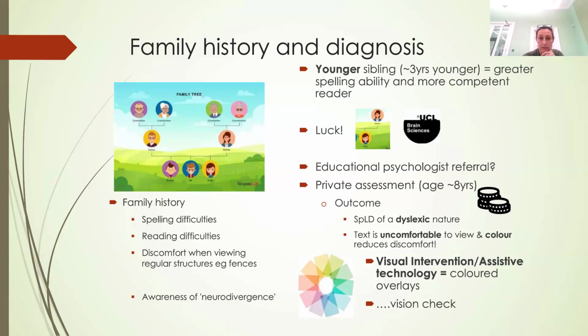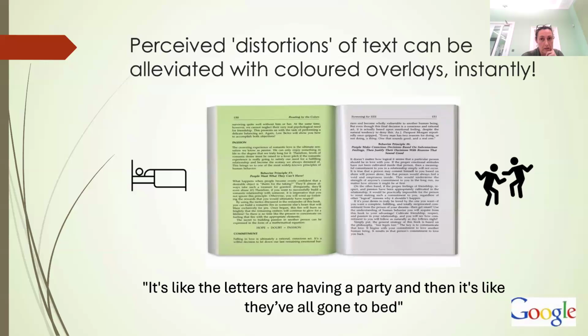They suggested a vision check. So when asked what was happening, she had perceived distortions of the text. She said, it's like the letters are having a party and then it's like they've all gone to bed. The colour alleviated the discomfort immediately.